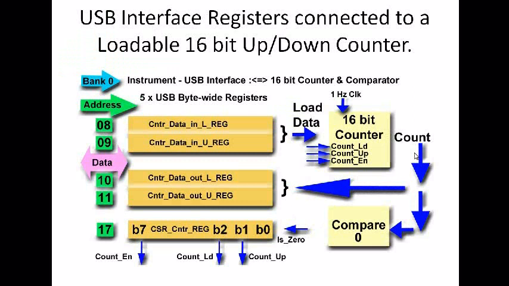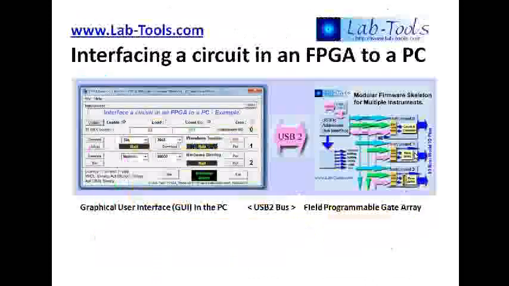Here we can see the bits of the control and status register. Bit 7 is the count enable, bit 2 is the count load, and bit 1 is count up. Bit 0 is a status bit for counter is 0. This then interfaces to similar bits in the GUI for instrument 0, as can be seen here.